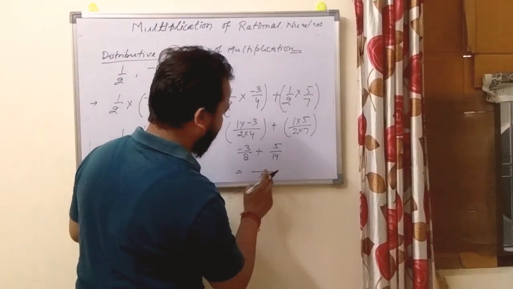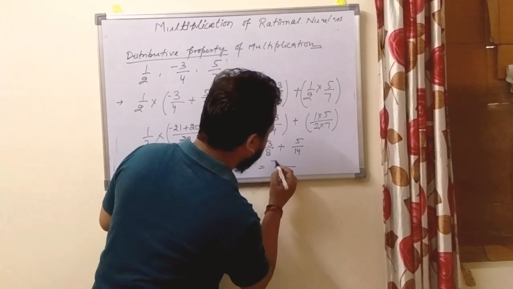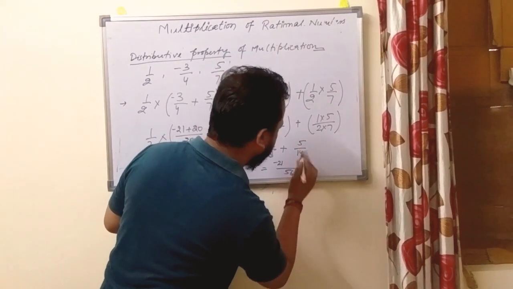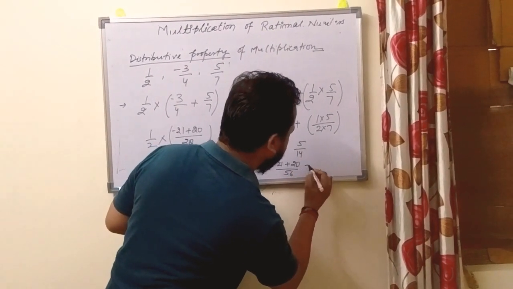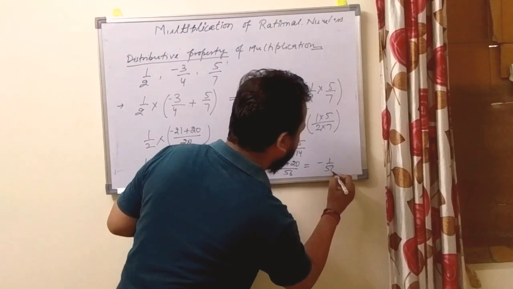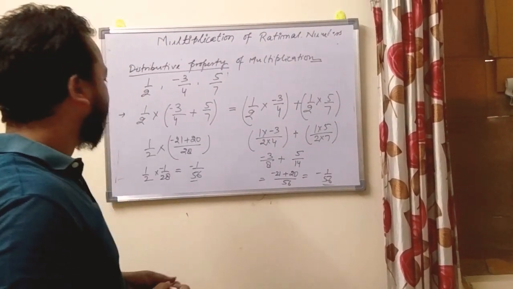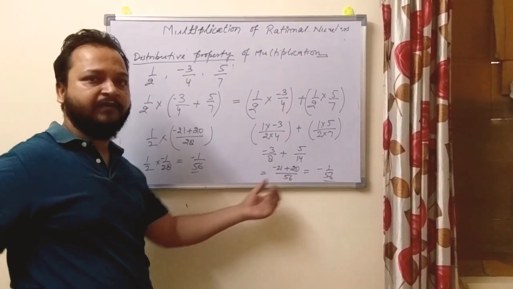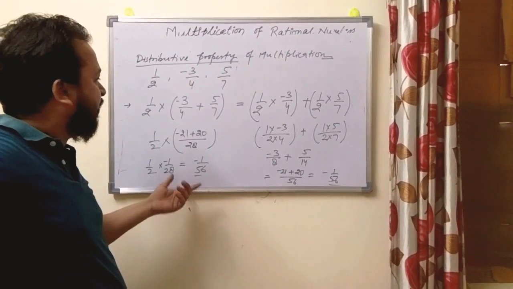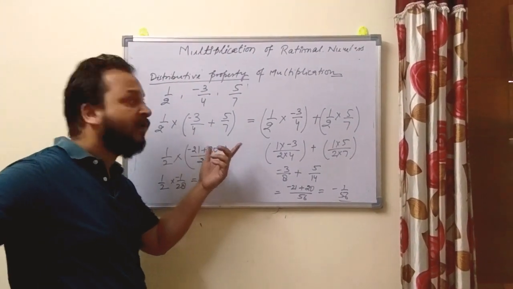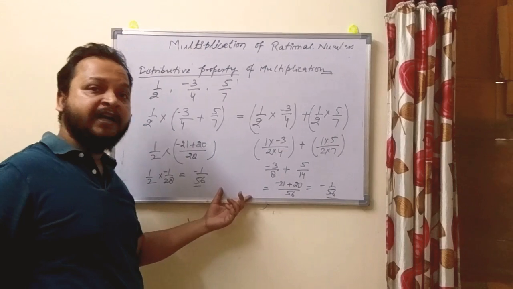8 7s are 56, 14 4s are 56. 8 7s are 56, 7 3s are 21. 14 4s are 56, that is 5 4s are 20. So here minus 1 upon 56. So in both the cases the answer is same. So we have solved this example by using the distributive property of multiplication over addition.